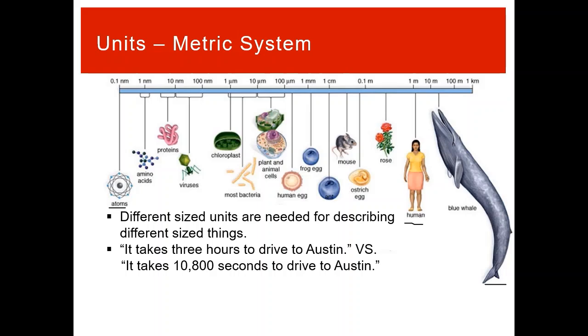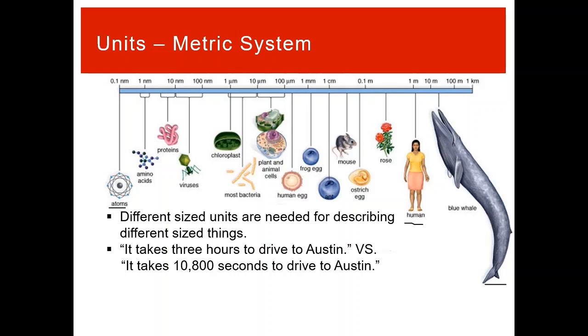If I say it takes 3 hours to get to Austin, that means something. If I tell you it takes 10,800 seconds to drive to Austin, that's not as meaningful. That is the same thing as 3 hours, but because it's so big, you know how much a second is, but it's hard for you to imagine almost 11,000 seconds. It's not really clear how long that would be because the number is so big. So we use an appropriate unit to get a reasonably sized number. That's why we talk about driving to Austin in terms of hours instead of seconds.